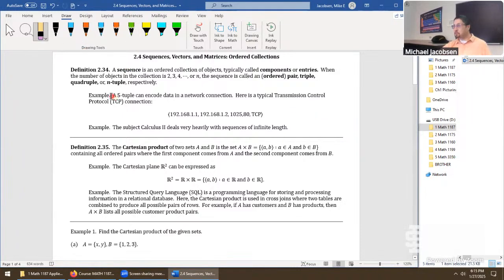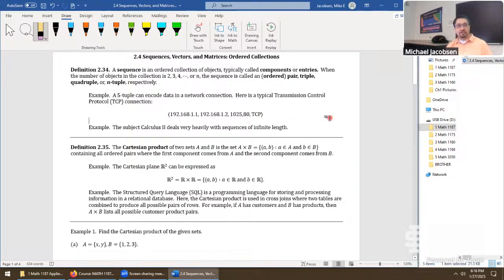Just for a couple of examples, I thought this one is interesting for the context of this kind of course. A 5-tuple that makes the internet work is this one right here. This is the Transmission Control Protocol, TCP, connection, where we have various IP addresses. I'm not too sure what these numbers would mean. Anyone who is more familiar with internet architecture, feel free to chime in. And then the last part of this 5-tuple is just saying the type of transmission protocol.